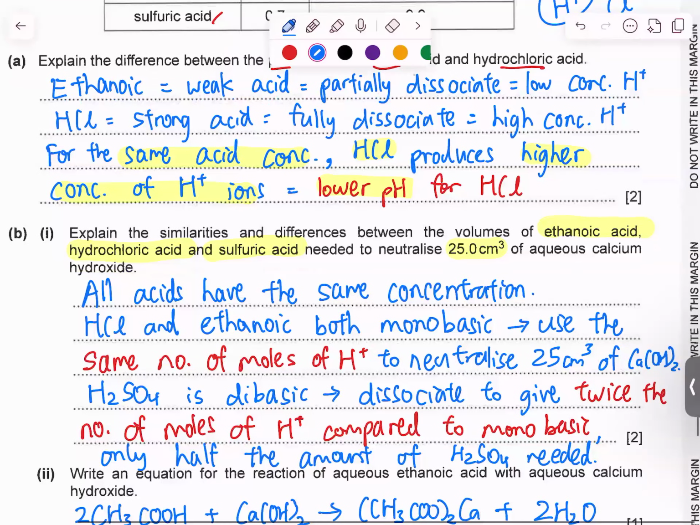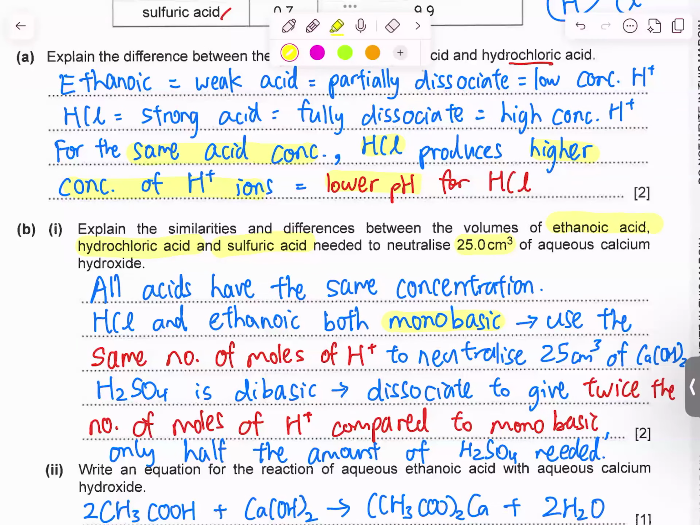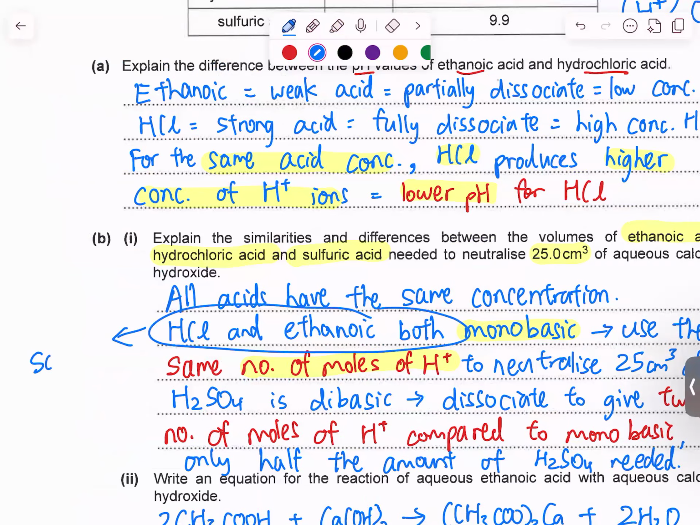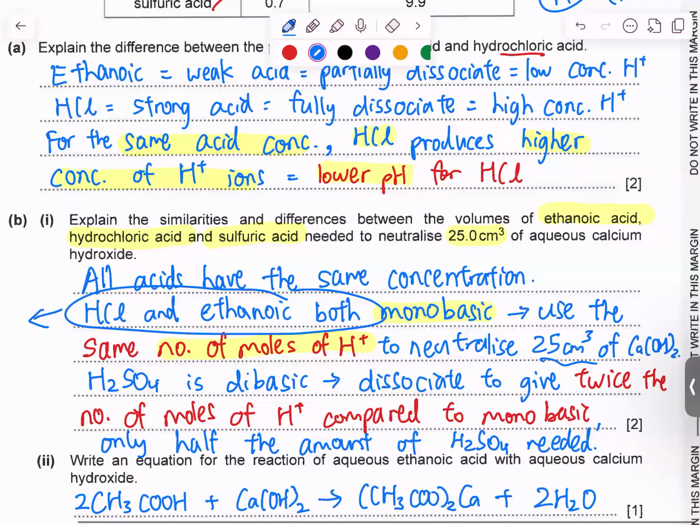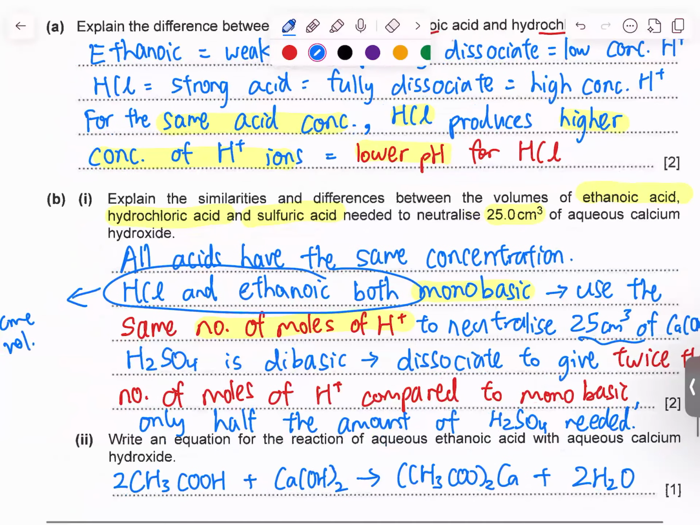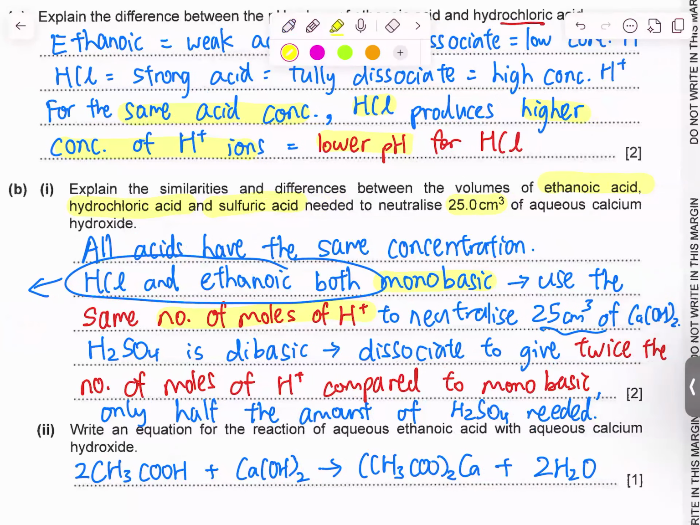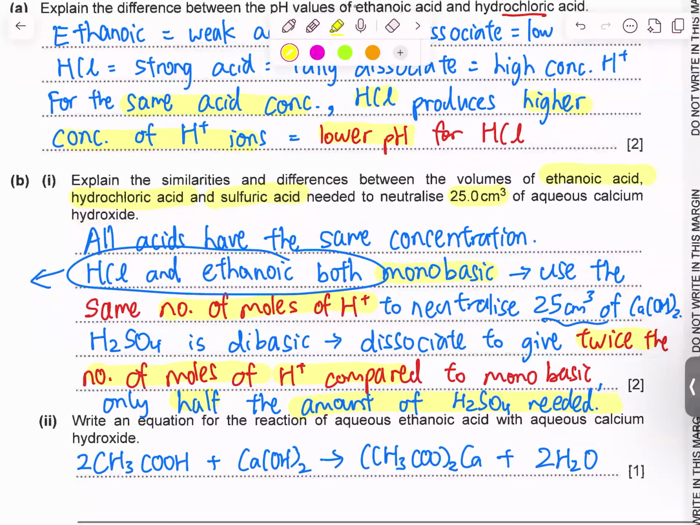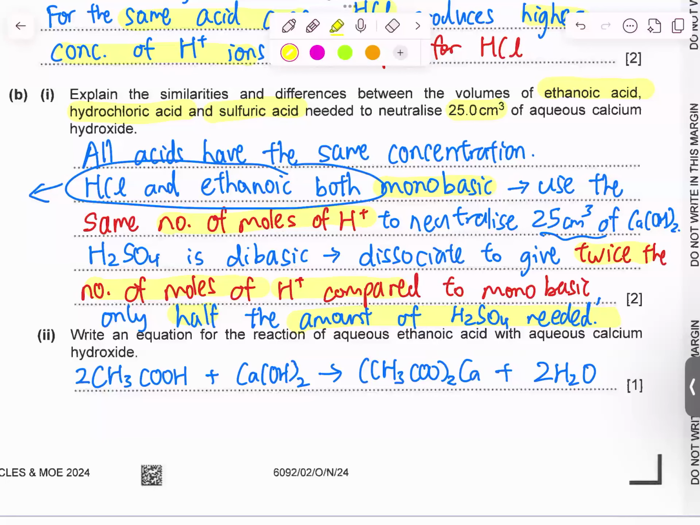Thanks for your understanding. Okay, so for the similarities and differences between these acids, HCl and ethanoic acid are both monobasic acids, which means they use the same number of moles of H plus. So monobasic means, right, 1 mole of acid produces 1 mole of H plus ions. So if they both use the same number of moles of H plus ions, they will use the same volume to neutralize 25 cm3 of Ca(OH)2. But on the other hand, H2SO4 is dibasic. It dissociates to give twice the amount of H plus ions, and therefore only half the volume of H2SO4 is needed. Okay. Next one, write the equation for the reaction between aqueous ethanoic acid and calcium hydroxide.